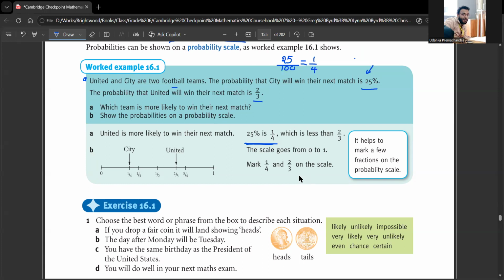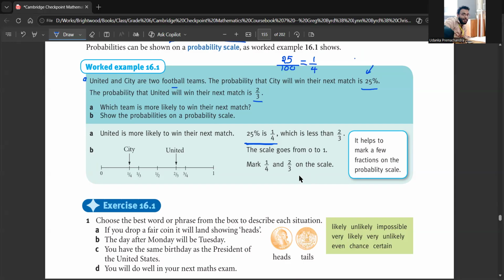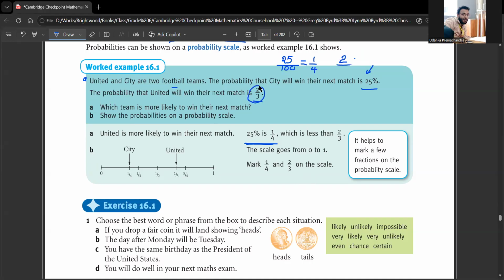And the other one is 2 over 3, another fraction. Now you can think, which is the higher value, 2 over 3 or 1 over 4? To put both into the same denominator, we can use 12. Multiplying 1 over 4 by 3 gives 3 over 12, and multiplying 2 over 3 by 4 gives 8 over 12. So which is the greater value? 8 over 12. Out of 12 parts, one is 8, the other is only 3. So City has a lower chance of winning and United has a higher chance of winning. Clear? You can measure it like that.